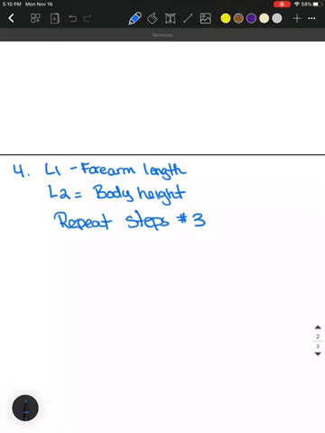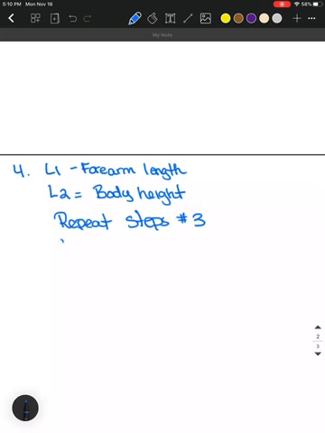So in L1, I'm going to put 24, 27, 24, 26, 32, 30, 29, 28. And then in L2, I'm going to put the body height as 157, 177, 164, 175, 195, 178, 180, and 172. And I hit Stat, move over to Calc, and remember we're going to do a linear regression.